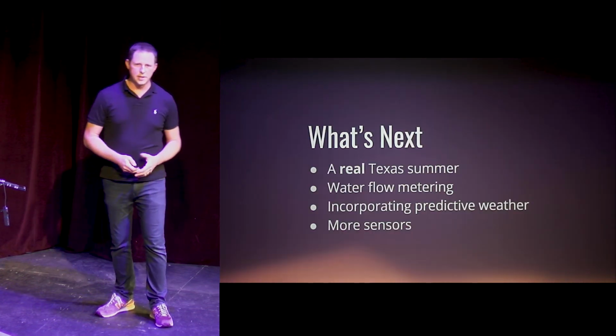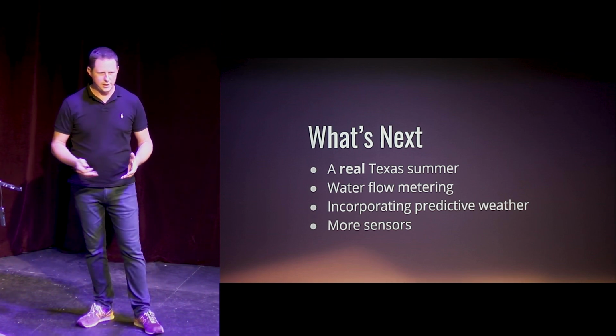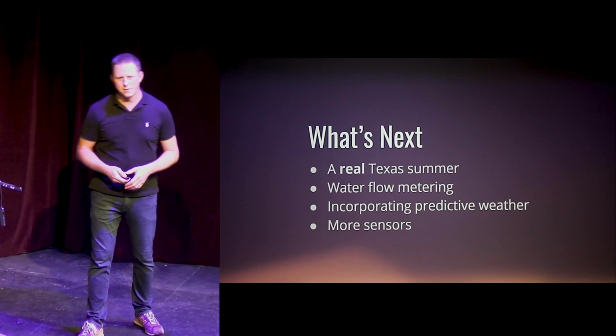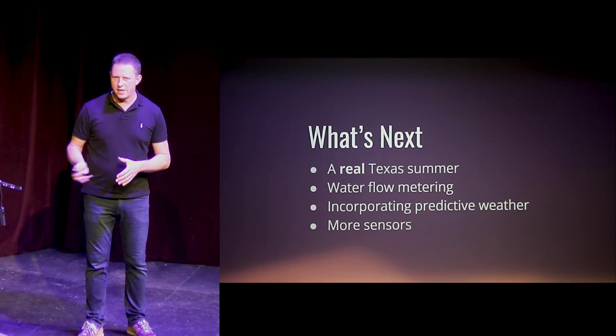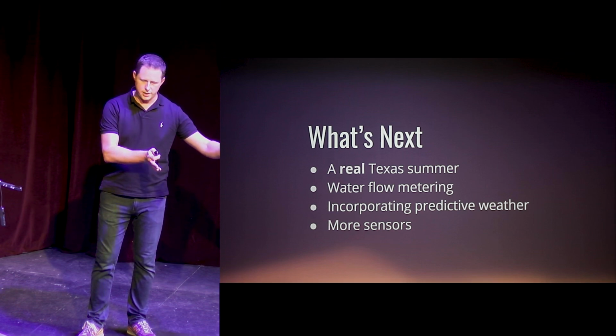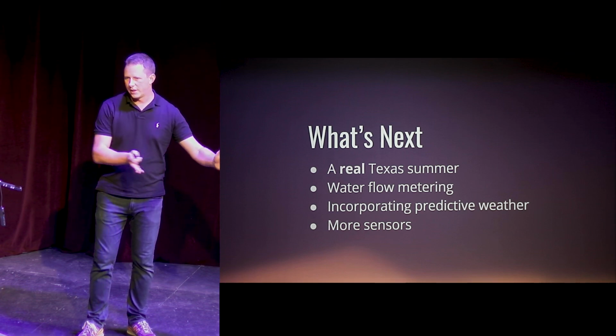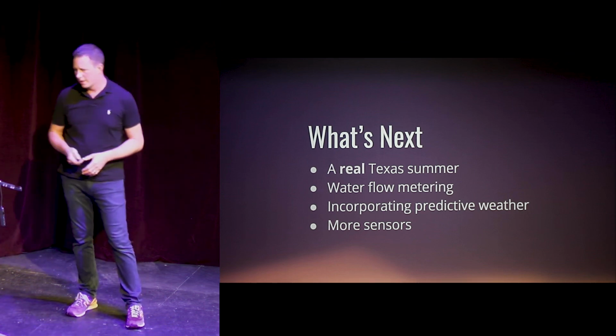There's a lot of stuff I want to do with it. One, I'd like to go through a real Texas summer. We had 100-something days of over 100 degrees, no rain for months. I think it'd be fun to compare, now that they have data on the soil moisture and the water consumption for summer. I'd like to see how that compares when I actually handle it properly with this.